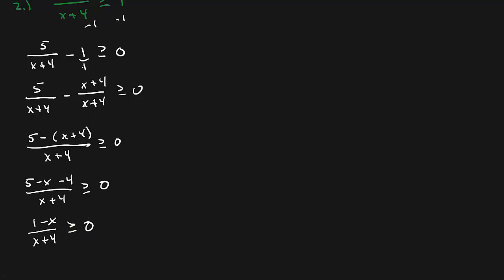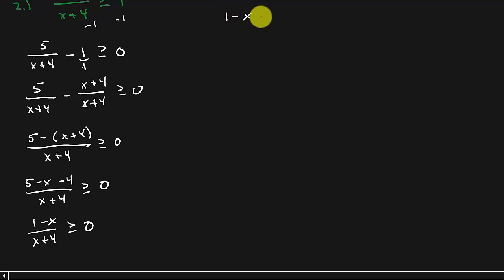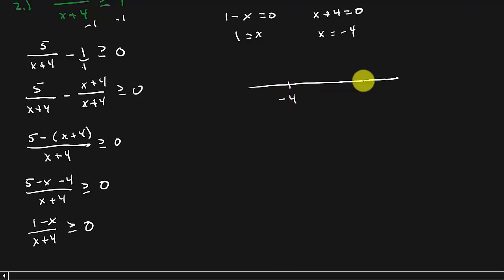All right, so what did it say to do then? It said to take the numerator, 1 minus x, set it equal to 0, and set the denominator equal to 0. So here, if I move the x over, I get x equal 1 and x equal negative 4. And so I'll plot the negative 4 and the 1, which breaks it up into three regions. So I'm going to choose x equal negative 5, x equal, how about we do 0, and x equal 2.